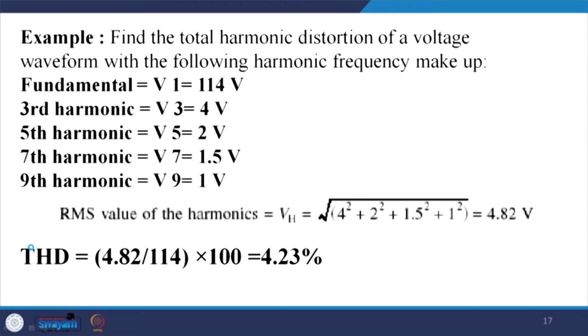For example, I am giving you one example. Find the total harmonic distortion of the voltage waveform with the following harmonic pickup. Generally what happens, you may have a source and you will mostly have a source inductance, because you feed it with the transformer and all, and that has a leakage reactance, and the transmission line itself is inductive.